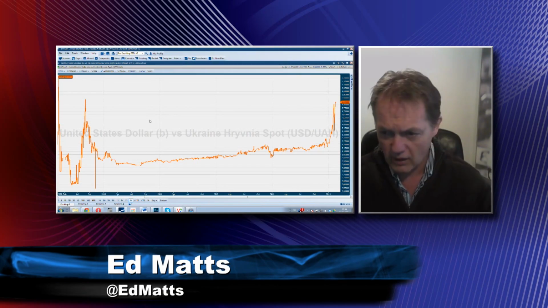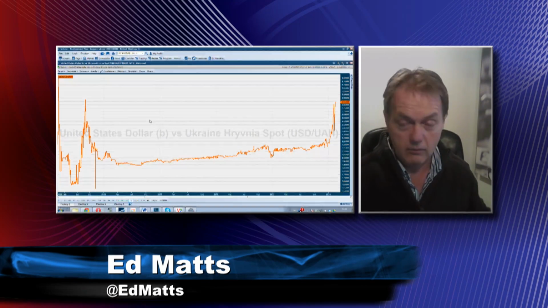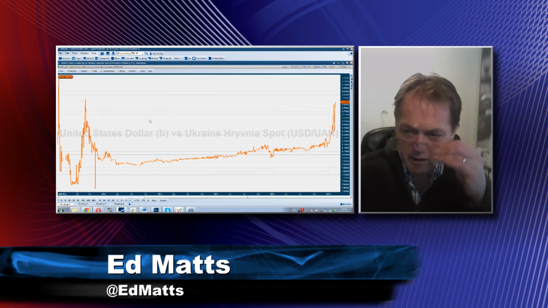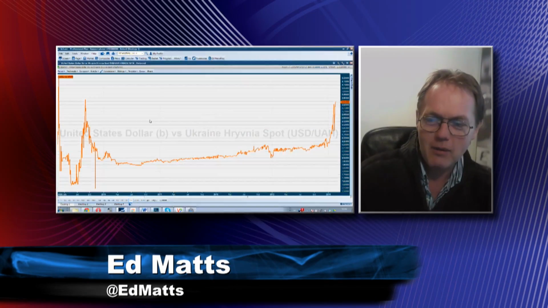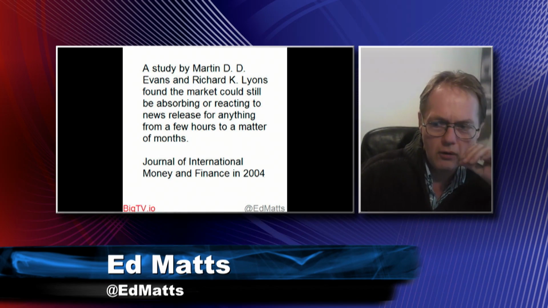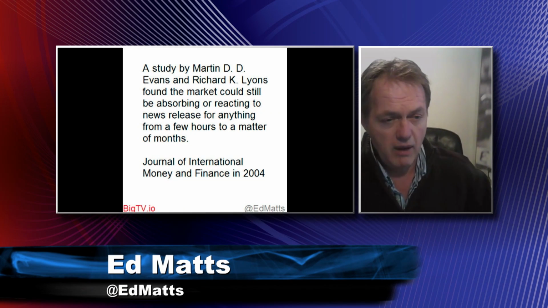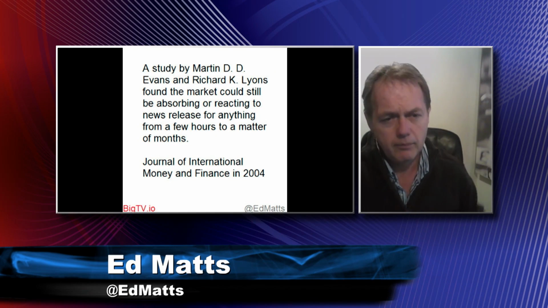And that begs the question: how does an event like this impact the markets? Well, we talked about the issue of size and the volatility, but there's some great work actually. I was looking at this work I wasn't aware of before, with my broken glasses, by Martin Evans and Richard Lyons. They did a study in 2004 that said the market could still be reacting to news events hours later, but also months later. Now, why?